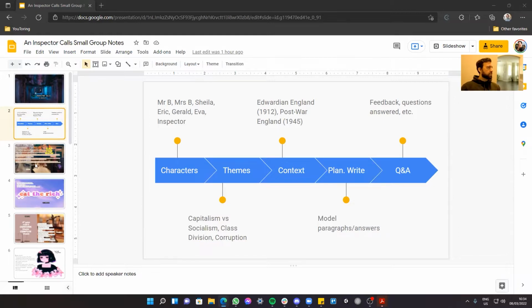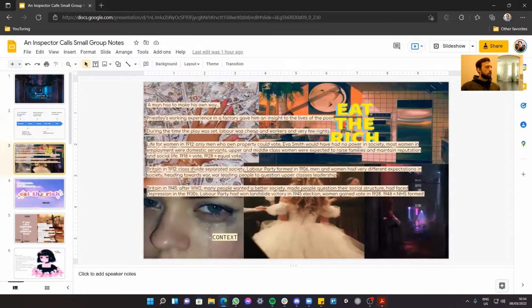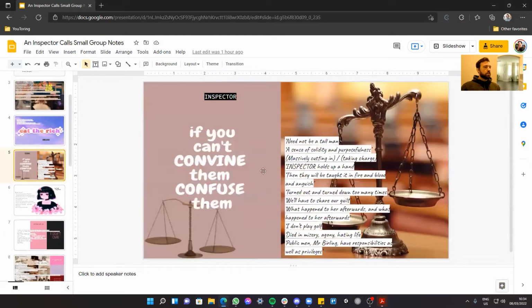So today's lesson, we're going to be going straight into the inspector and thinking about him and his role. So get ready to make some notes. There's also a copy of the small group notes for you in the description, and if you're on the Discord channel, then in Discord. So I can't take credit for the slideshow. One of my other students actually created this and did a fantastic job of it.